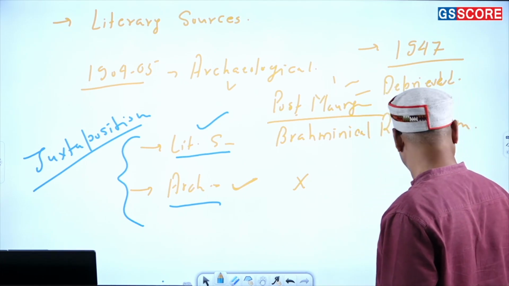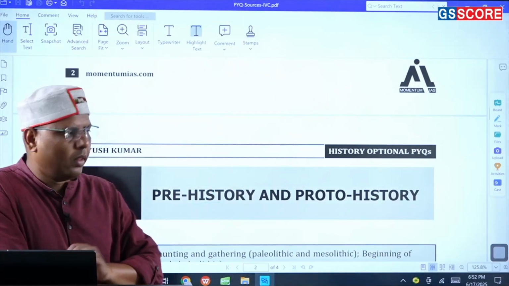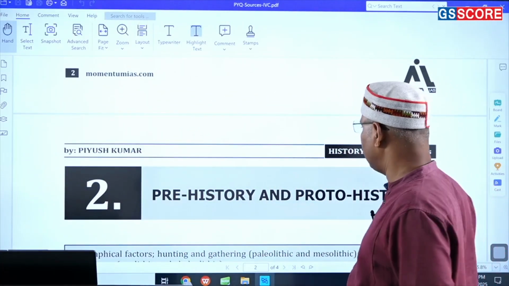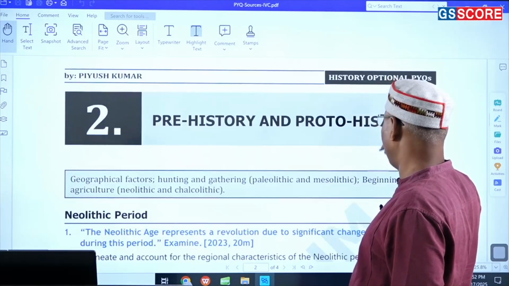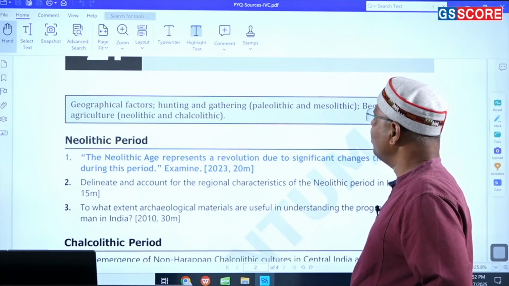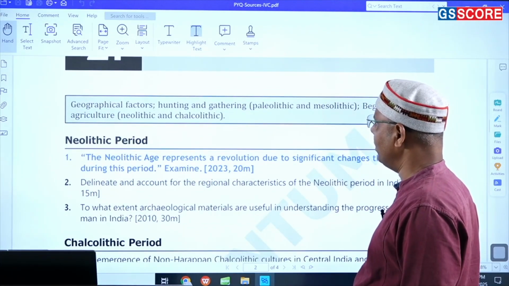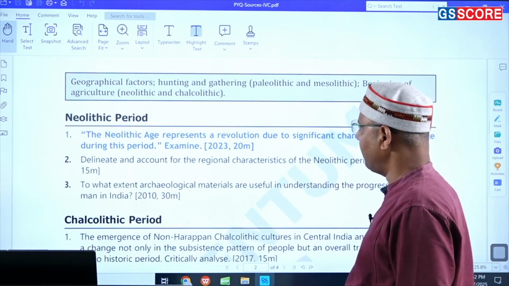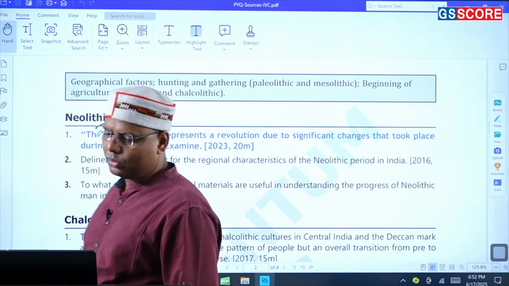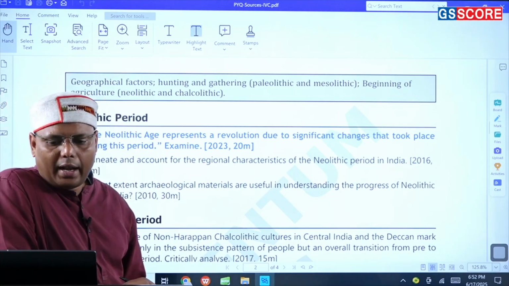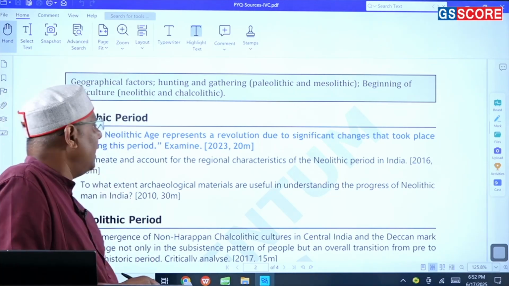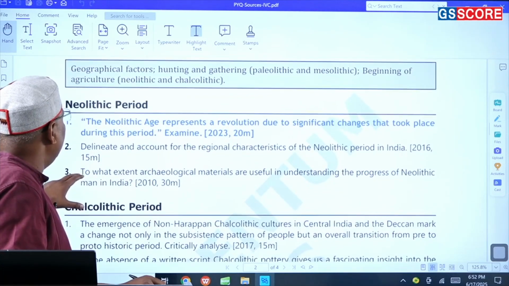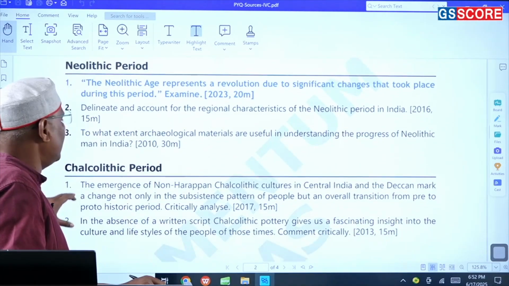Fine. So the next topic in our syllabus is pre and proto history. Now these two topics, these two phases, are, I can say, more or less ignored, right? And there are multiple reasons why they are ignored. When I talk about prehistory and proto history, that majorly incorporates the Neolithic and the Chalcolithic period.